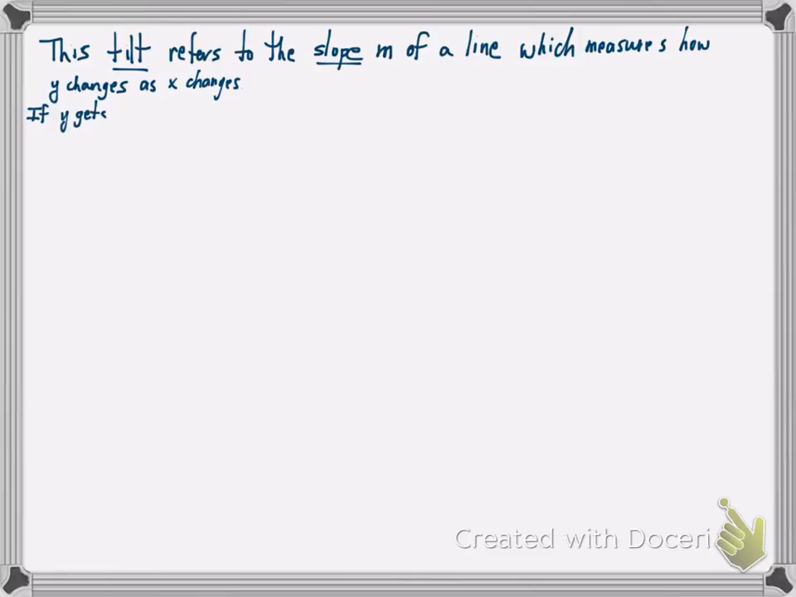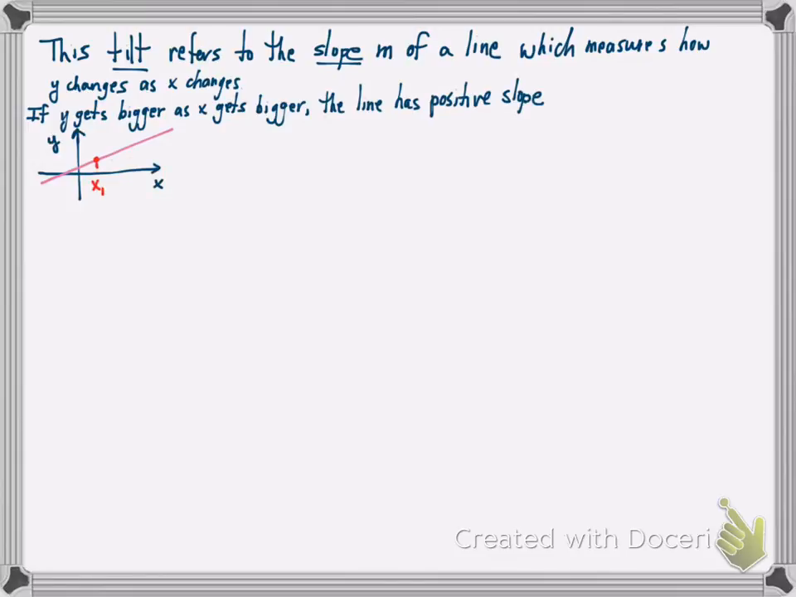So if y gets bigger as x gets bigger, then our line has a positive slope. And it looks like it grows as x moves to the right down the number line. So as x gets bigger, y gets bigger. It's a line with positive slope.